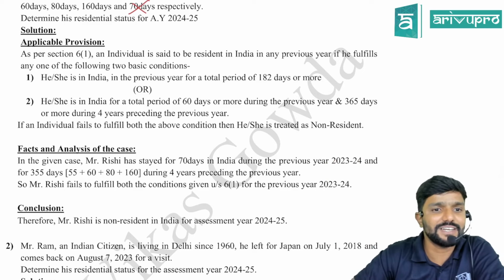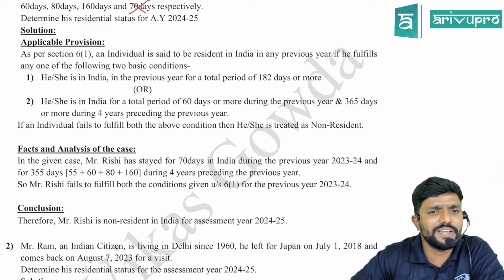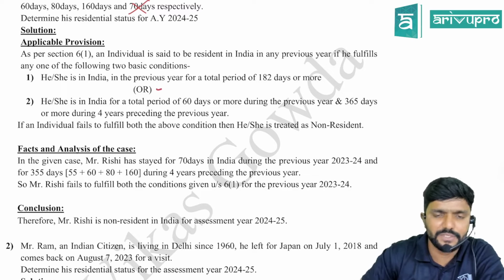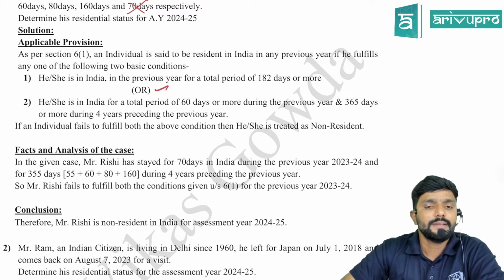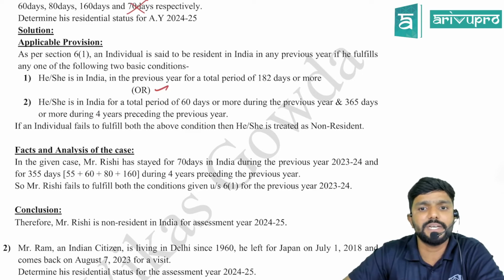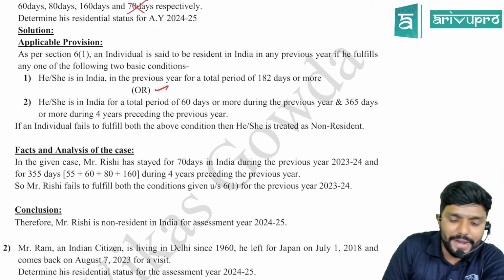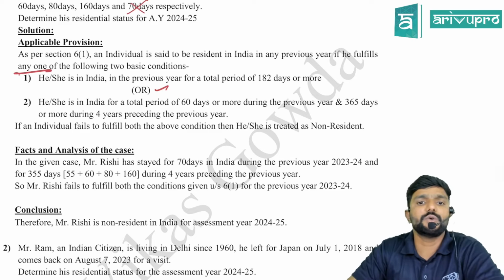Chalo. Bhaskar: Sir, in the applicable provision, if any one condition is satisfied, it means resident, right, sir? But both the conditions should be satisfied, sir. No. Any one, right? I have written "or" in between, you see. Let me explain. As per section 6(1), an individual is said to be resident in India in any previous year if he fulfills any one of the following two basic conditions.